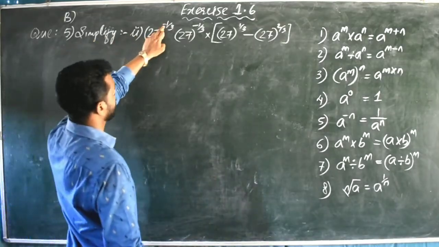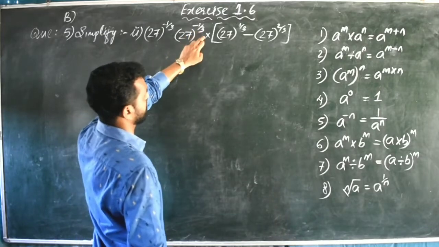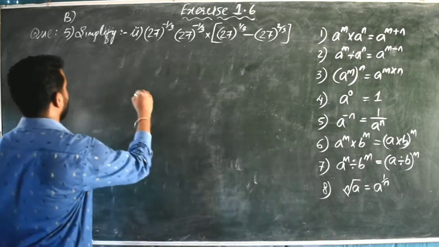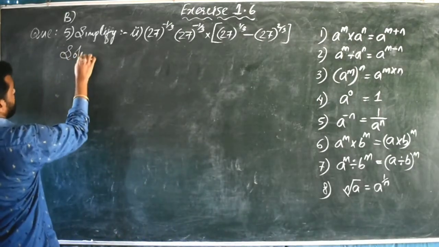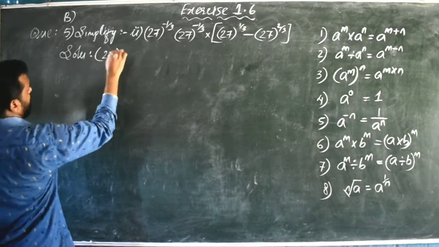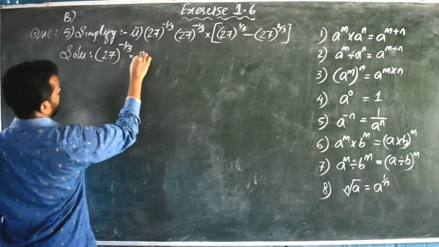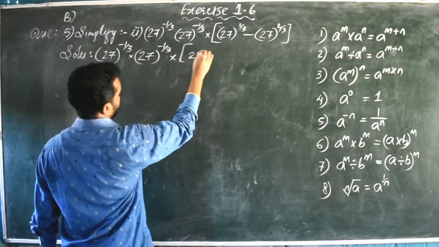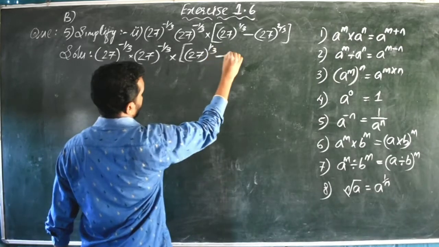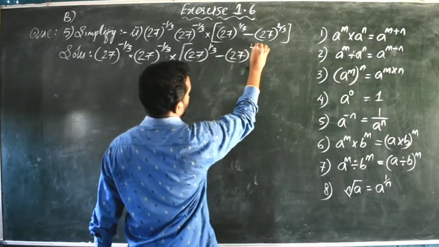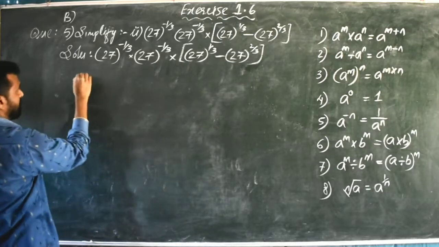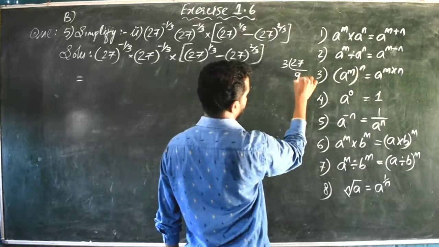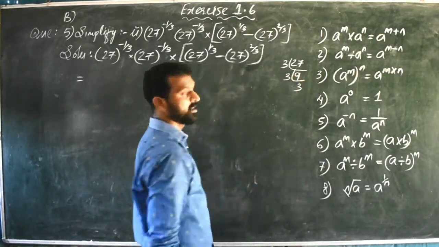Simplify 27^(-1/3) into 27^(-1/3) into 27^(1/3) minus 27^(2/3). First we have to factorize 27. 27 divided by 3 is 9, 3 threes are 27, so 27 is 3^3.